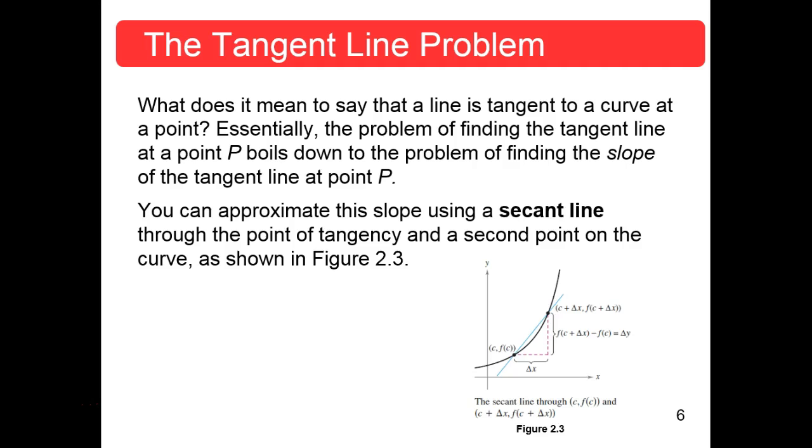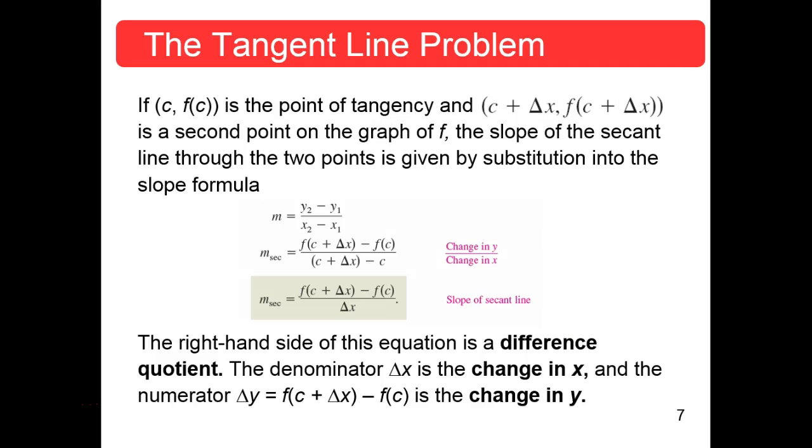So, what do we do from there? If c, alpha of c is the point of tangency, that's the one we're really interested in, and c plus delta x, alpha of c plus delta x is some point further up the curve, the second point on the graph, the slope of the secant line through those two points is given by substitution into the slope formula: the change of y over the change of x. Here's your change of y. Y is equal to alpha of x. So this is the y at the second point. Here's the y at the first point. That gives you this right here. There's the slope of the secant line.